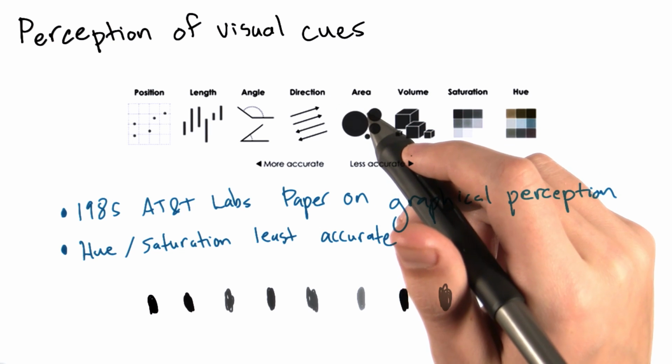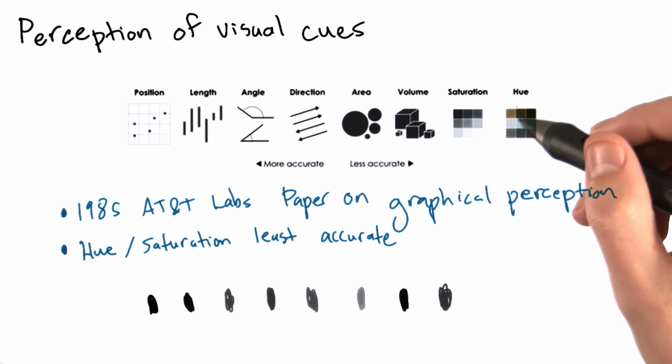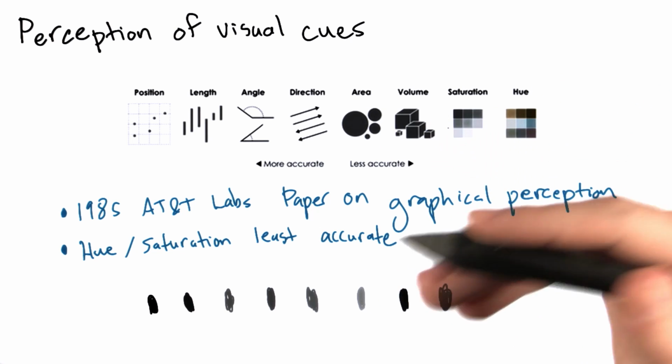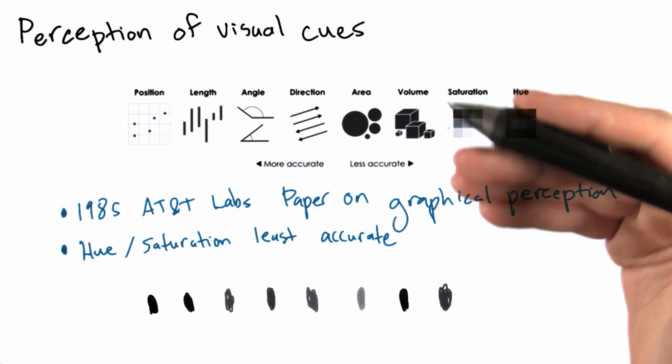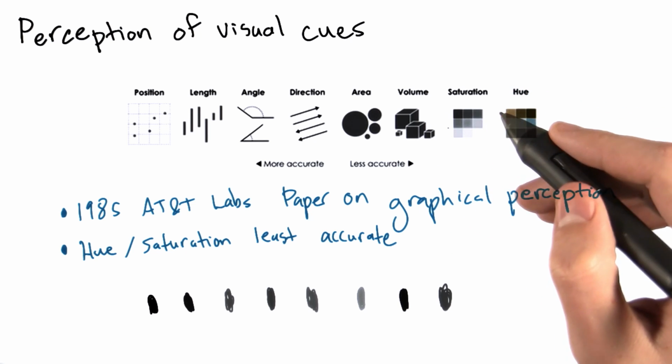Efficiency and exactness are not always the goal of our visualization. Sometimes color saturation, or color hue, or volume or area can be really effective to communicate what we're trying to tell the viewer. However, it's good to know generally how well people will be able to read different visual cues.